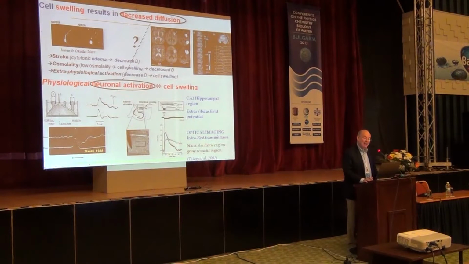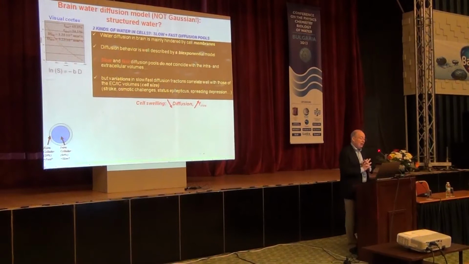So let me show you my ideas here. First, and that's why I'm so interested in your work, and especially what Jerry has done, what is known now very clearly is that we cannot explain water diffusion in tissue by a Gaussian process. It's not controversial, that's very clear. If diffusion was Gaussian, we would get a straight line. It's not a straight line, it's curved.